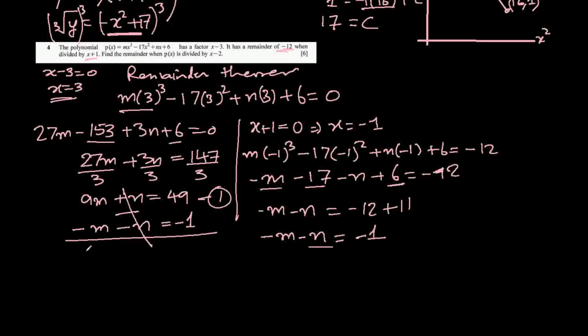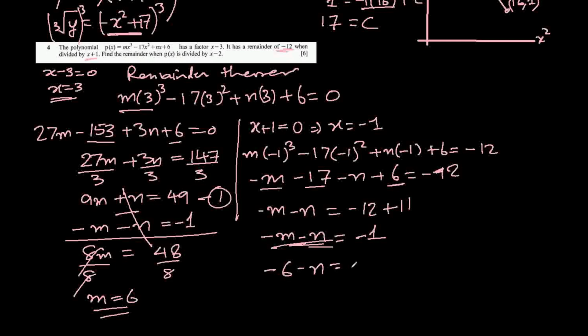So these two cancel out and we get 8m equal to 48. Now we can divide both sides by 8. m comes out to be 6. What about n? Let's use this one: minus 6 minus n equal to minus 1. So minus n equal to minus 1 plus 6, right? So minus n equal to positive 5, and we can change the signs. n equal to negative 5. This is m and n, but they didn't ask for m and n.